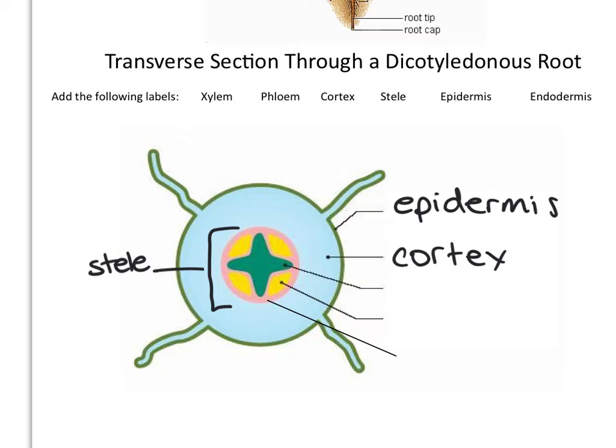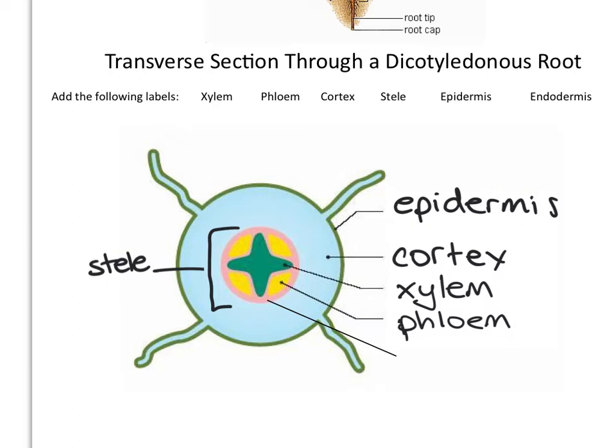That whole structure, the stele, contains the vascular tissue. So which is xylem and which is phloem? So which one is in the middle? Xylem. And what does xylem carry? Water, okay? And then on my diagram, the yellow pockets there are the phloem vessels, and they take the sugars that are made in photosynthesis.